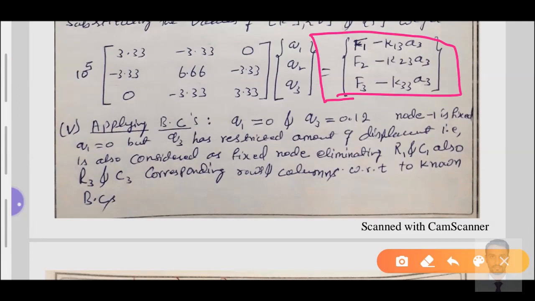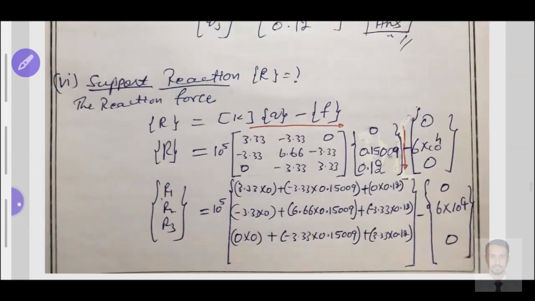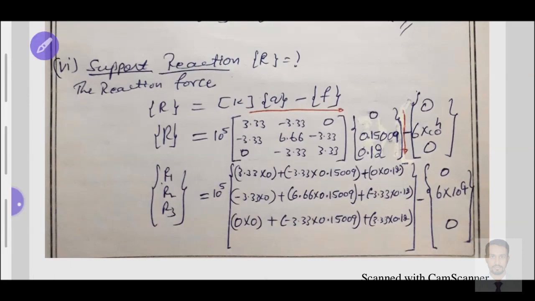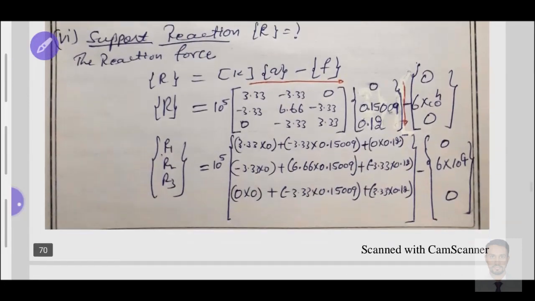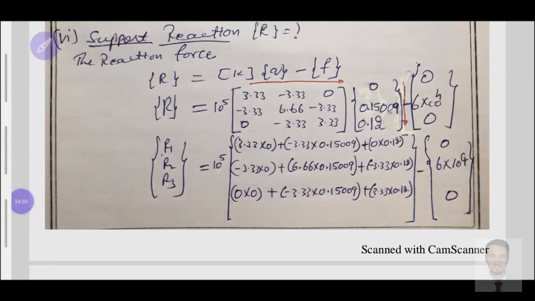So the reaction force occurs at the fixed point. That means we need to consider this only for finding the displacement, but finding the reaction force will not consider any effect of the wall here. Directly given values: 0, 6 into 10 to the power of 4, 0. F1, F2, F3 direct values we need to take. After this we will resolve these matrices.